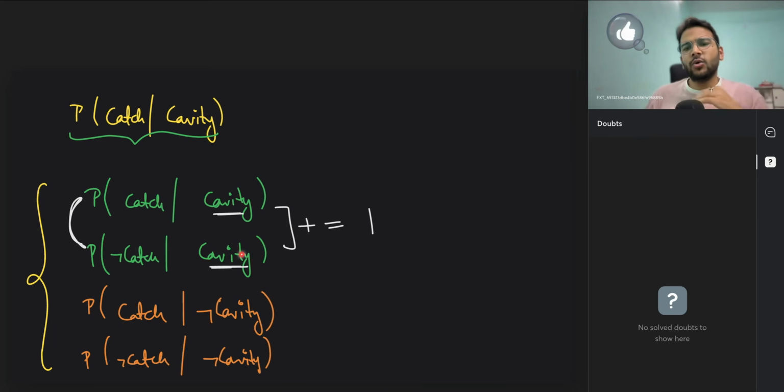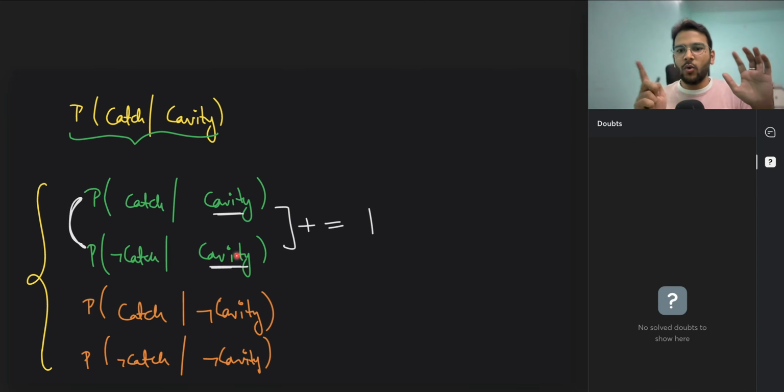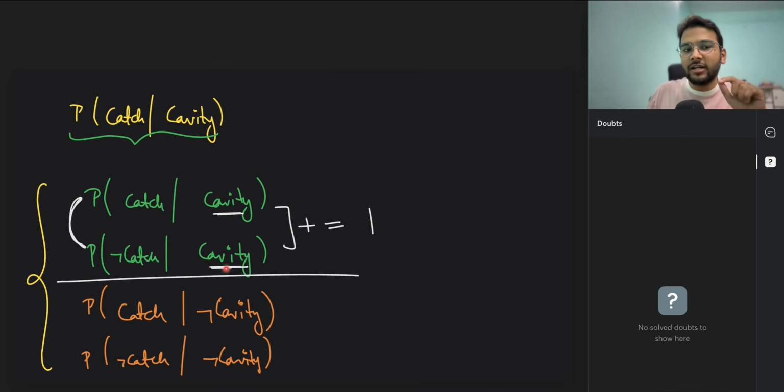If you are having any doubt, just in your rough notebook, make a table of 2 by 2 and consider that cavity is there. Now see whether catch is there or not. So you will find that these two values will sum up to 1. If only this information you have, that cavity is there, then catch and not catch will sum up to 1. Similarly, if you have not cavity, then catch or not catch will also sum up to 1.